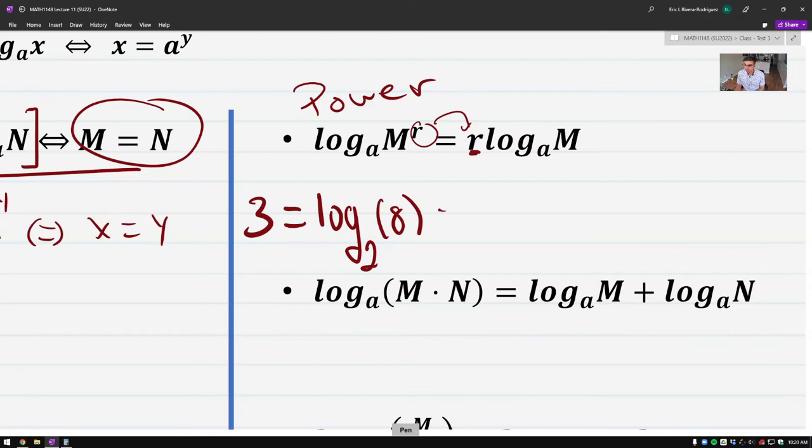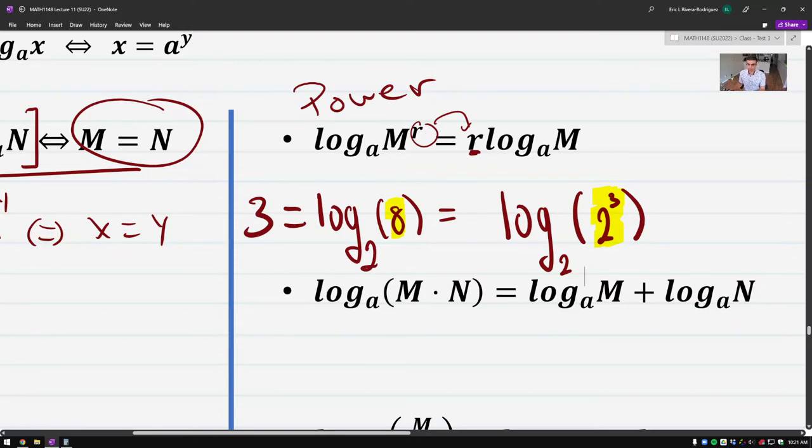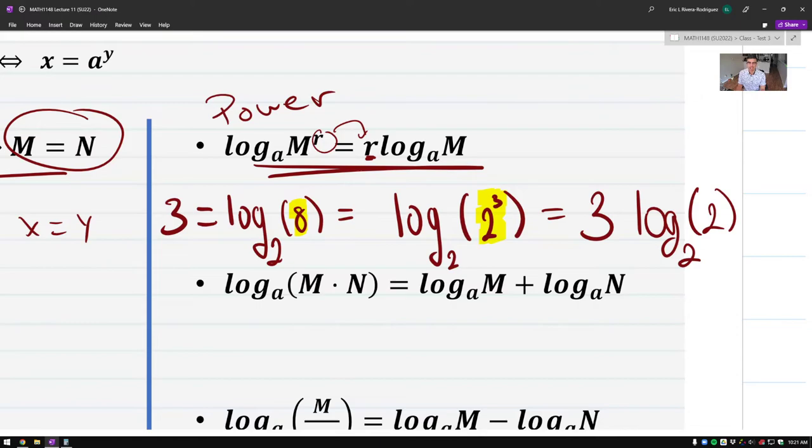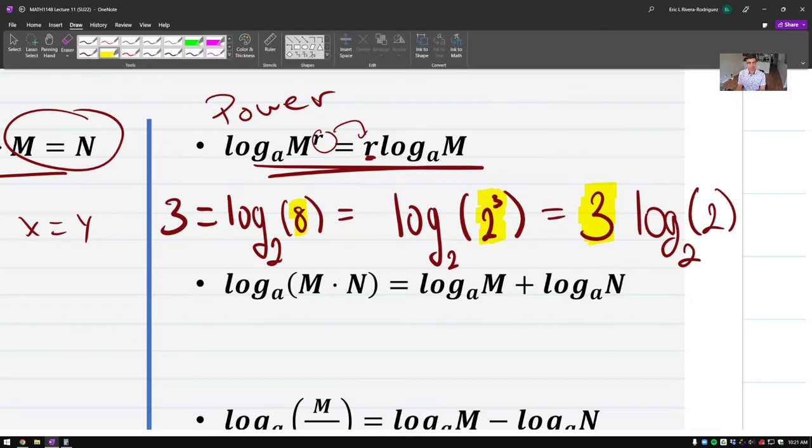But 8 is also 2 to the power of 3. I can replace 8 with 2 to the power of 3. I can do that because it's the same value. The only thing is that I'm writing it differently. Okay. And based on this property, it says that if the argument has an exponent, you can bring it down as a factor. Now your argument no longer has that exponent. Okay. It's now become a factor.